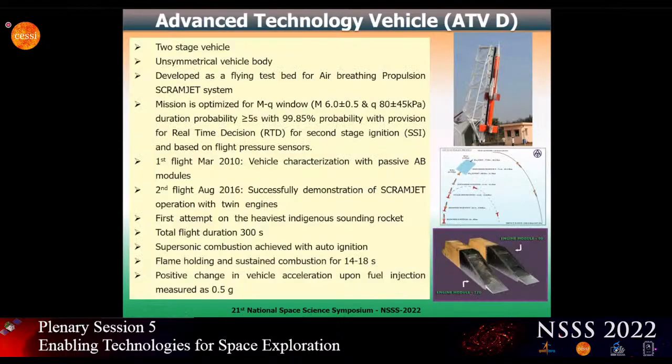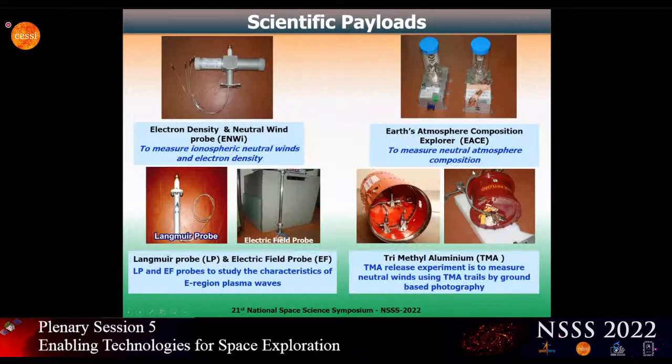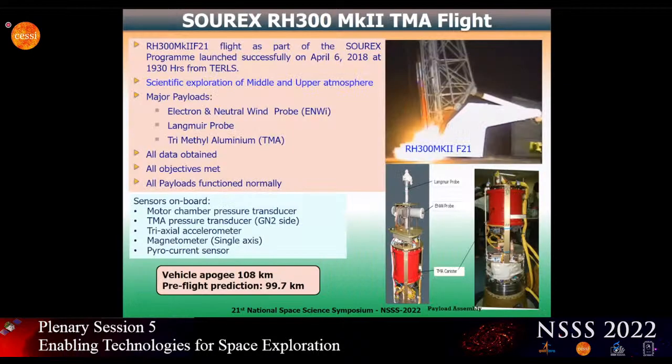And okay, one more aspect to be noted in this, you see here this carpet is a specific Mach number dynamic pressure window in which the scramjet has to be tested. We could achieve that, and in the first flight itself we could achieve that, and that is how the scramjet engines were successfully demonstrated. The scientific payloads which we have flown include the electron density and neutral wind probe, the Earth atmosphere composition probe, the Langmuir probe, the electric field probe, and the chemical payload of trimethyl aluminum, which have also been flown in these flights.